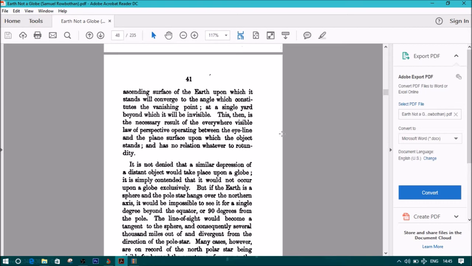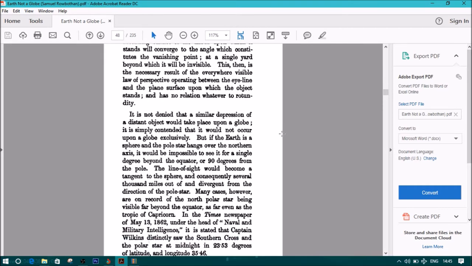This, then, is the necessary result of the everywhere visible law of perspective, operating between the eye line and the plane surface upon which the object stands, and has no relation whatever to rotundity. It is not denied that a similar depression of a distant object would take place upon a globe. It is simply contended that it would not occur upon a globe exclusively.